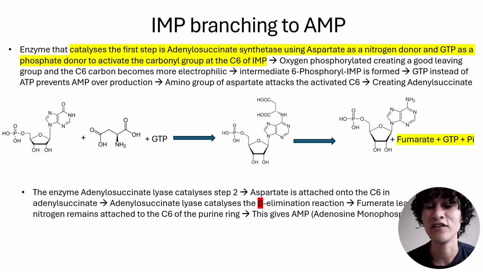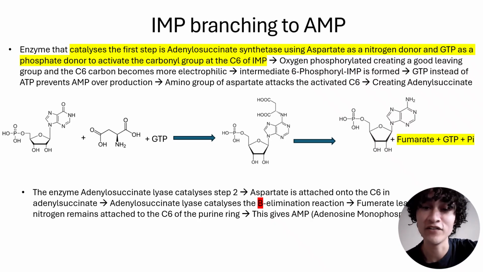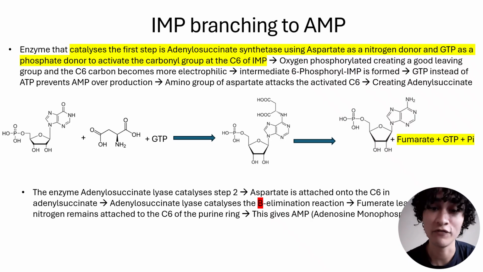So to prevent adenosine triphosphate being overused as a phosphate donor, the byproduct of which is either adenosine monophosphate or adenosine diphosphate, and adenosine monophosphate buildup in cells is incredibly toxic. So to prevent adenosine monophosphate toxicity, this step uses GTP, or guanosine triphosphate, instead, because you'll get guanosine monophosphate as a byproduct. And similarly, when you look at IMP, or inosine monophosphate, branching into guanosine monophosphate, ATP, or adenosine triphosphate, is used as a phosphate donor to prevent guanosine monophosphate toxicity. So it's a very sophisticated metabolic process.